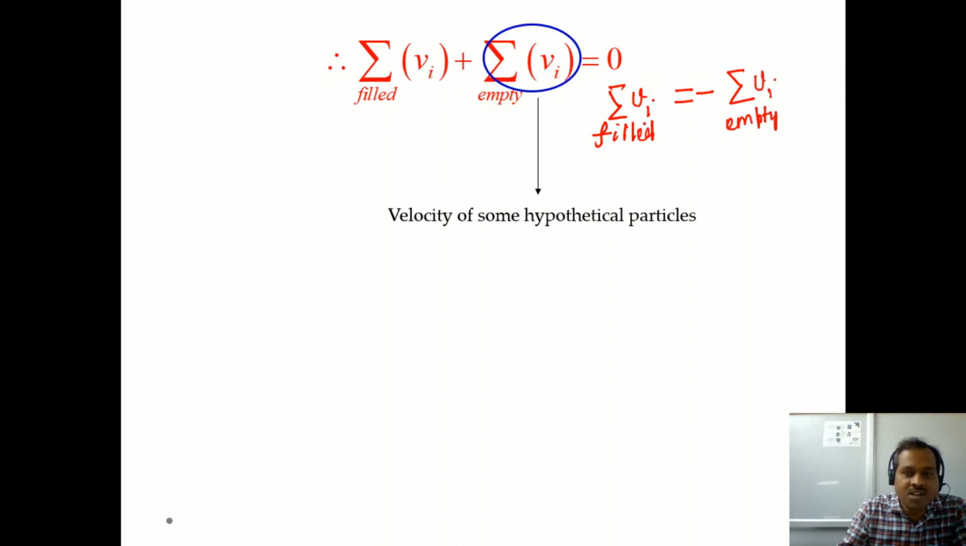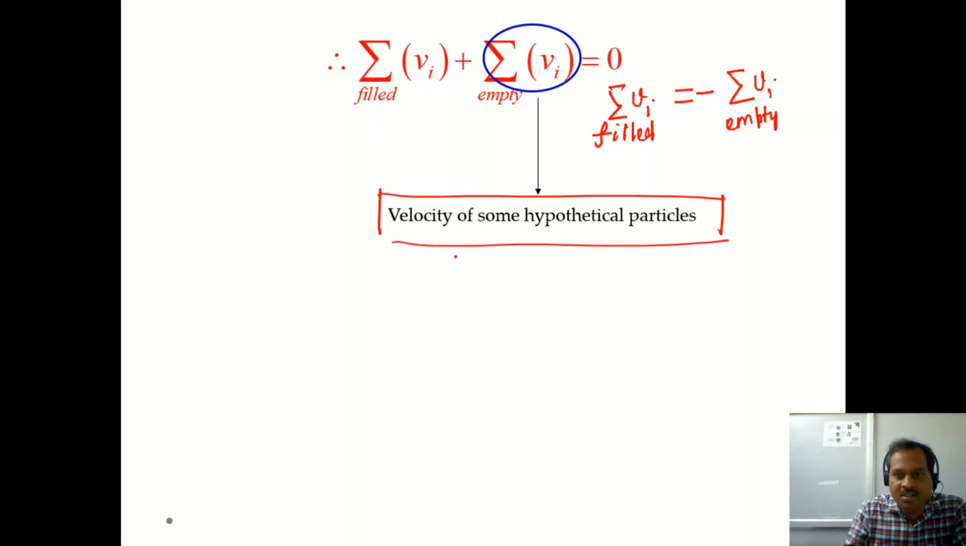But in the empty states there are no electrons, so this negative velocity can be associated with some kind of hypothetical particles, and later on we will call these hypothetical particles the holes. The holes are traveling with some negative velocity because they are associated with the empty states, and these hypothetical particles are called holes.